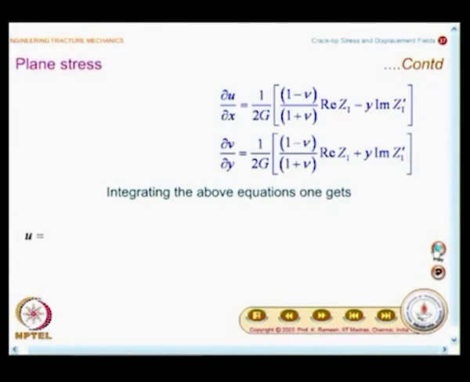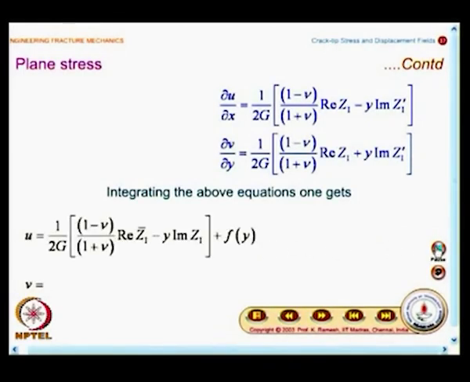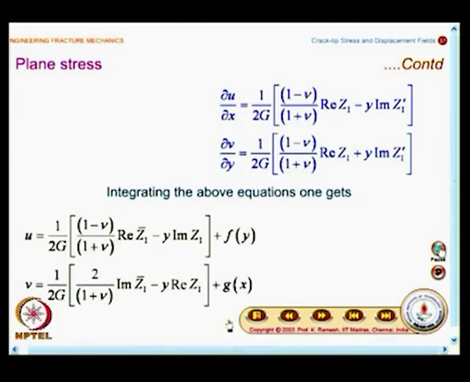So, on integration, the expression for u and v turns out like this. These are long expressions, please take some time to write them. So, I have u equal to 1 by 2G multiplied by (1 minus nu) divided by (1 plus nu), real part of Z1 bar minus y imaginary part of Z1, and I have added a function here.